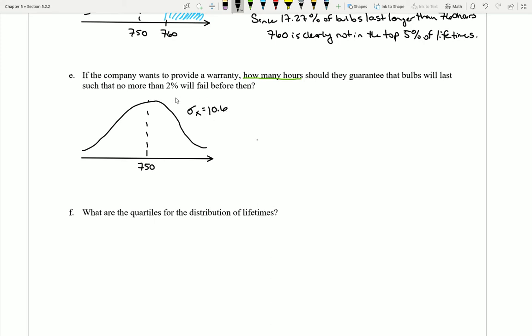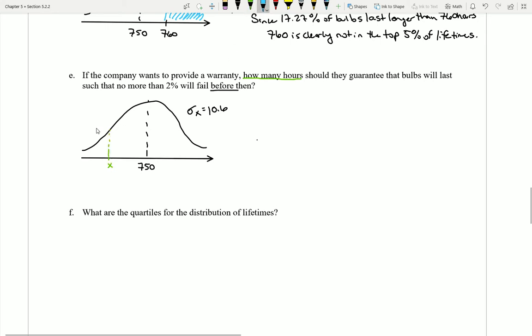But now the question becomes, where is this X on the number line? Is it bigger than average or smaller than average? Like below 750, above 750? Where does it fall? Well, I want to be able to guarantee that the hours guaranteed will be such that no more than 2% will fail before the time guaranteed. Okay, so if I think about where my value of X is then, it's probably going to be down here. I would provide a warranty on bulbs that last too short of an amount of time.